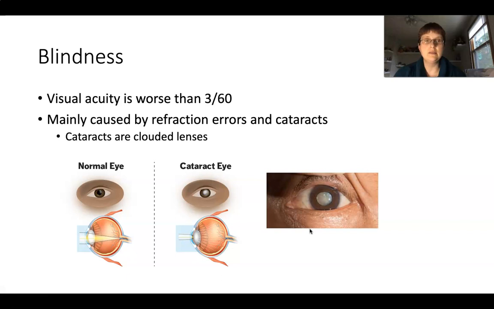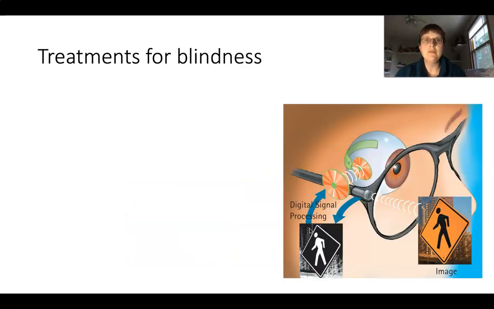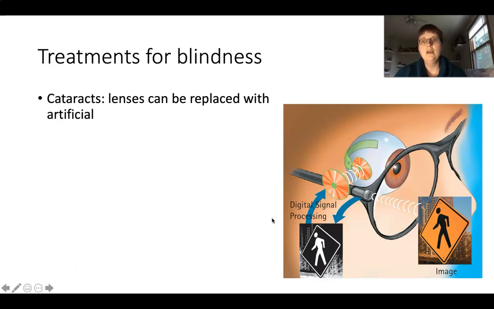So how can this be fixed? Well, it may be possible to fix it with lenses and glasses. However, if it's too severe, there are other ways. With cataracts, you can actually replace the lenses with artificial lenses. This is kind of cool. My parents have had this done, and I think my grandparents have too.